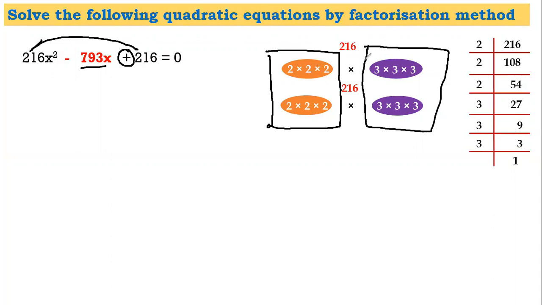So if I am multiplying 2 into 2 into 2 into 2 into 2 into 2, that is 2 2s are 4, 4 2s are 8. So even this will be 8. 8 8s will be 64. And this is 3 3s are 9, 9 3s are 27. 27 into 27 is 729. And if I add both the numbers, yes, I am getting 793, which is the middle term.